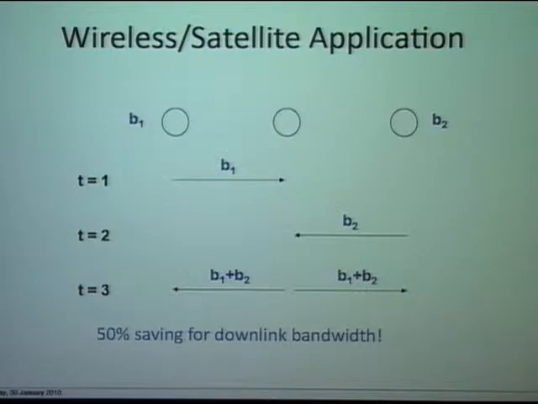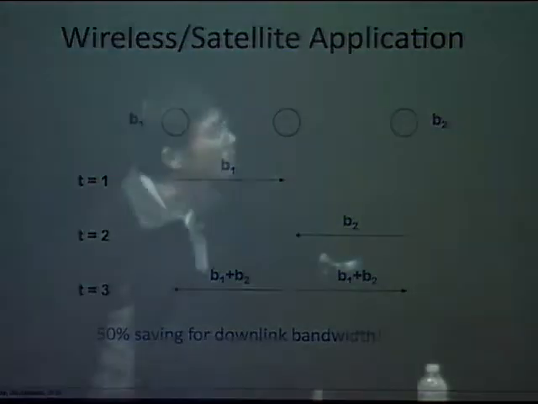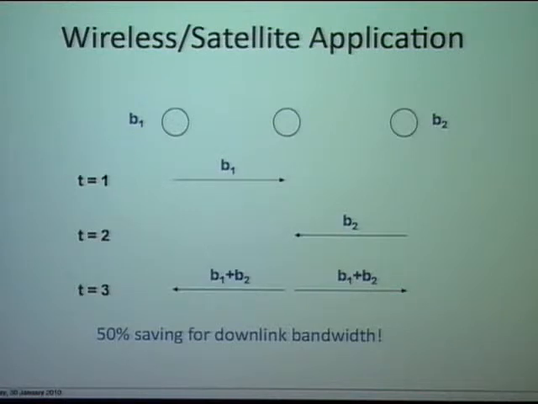Now, after seeing the previous network coding example, there is something better to do. In time 1, you send B1 from left to middle, and in time 2, you send B2 from right to middle. And at time 3, you simply broadcast the modulo 2 sum of the 2 bits. This takes advantage of the broadcasting nature of a wireless node. With this very simple coding, you save 50% of the downlink bandwidth. So the saving is quite significant.